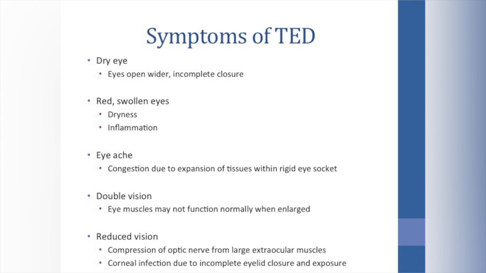What do all these changes mean to you? Well, they mean that your eyes feel pretty crummy. So you may have dryness, and that's because your eyes are open wider. They don't close all the way. They may be red and swollen from that dryness and also from the ongoing inflammation.